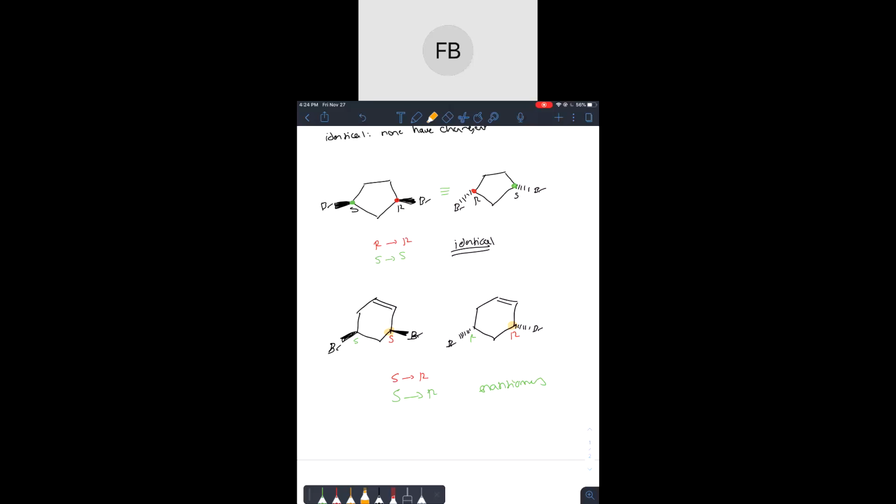So again, these first two questions are about relationships between molecules. We'll see later that within an individual molecule, they can be classified as chiral, achiral, or meso.